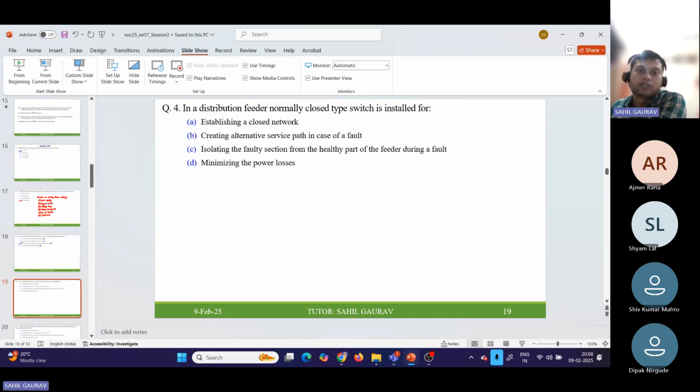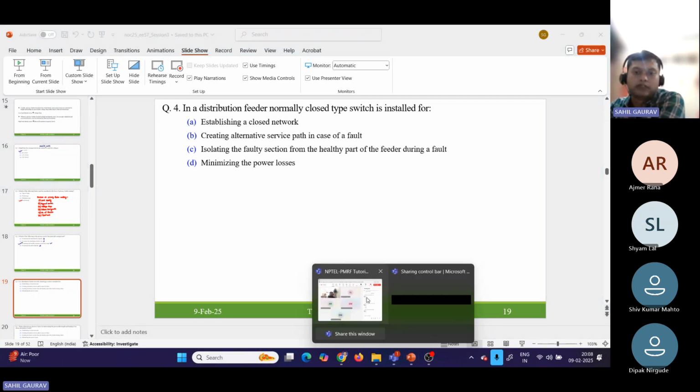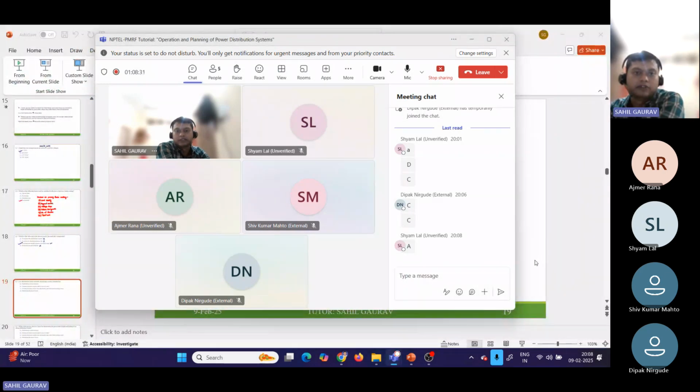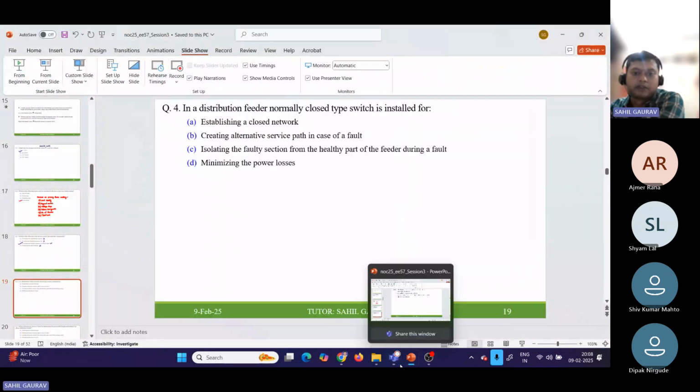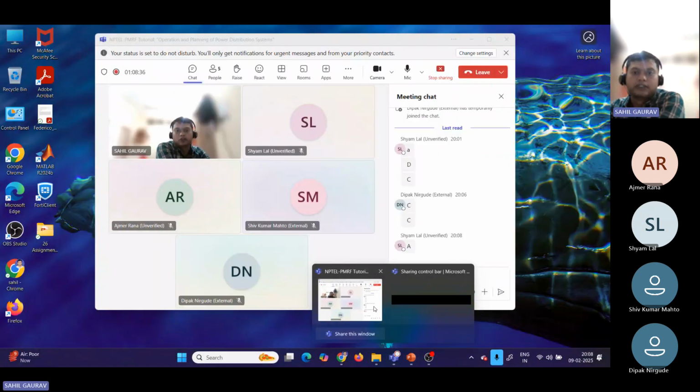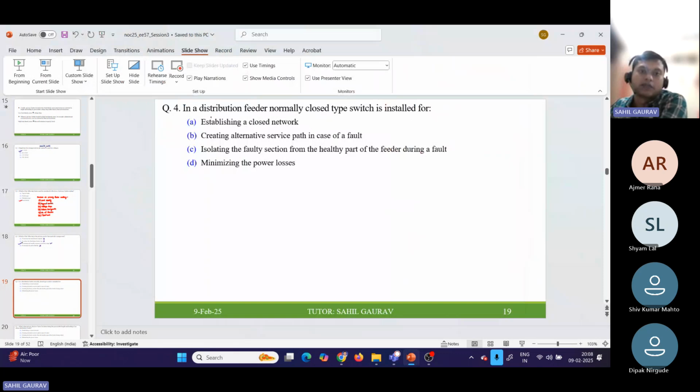Isolating the faulty section from the healthy part of the feeder during a fault. This one is correct. Who has given the correct answer? Deepak said C, Syam said A. Syam, your answer is wrong. Deepak, you are correct. C option is correct: isolating the faulty section from the healthy part of feeder during a fault.